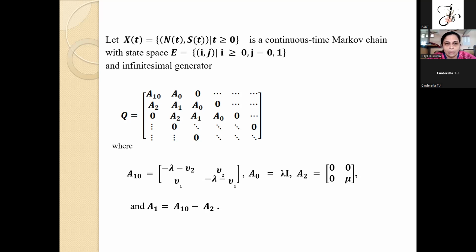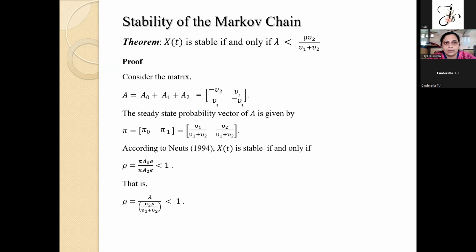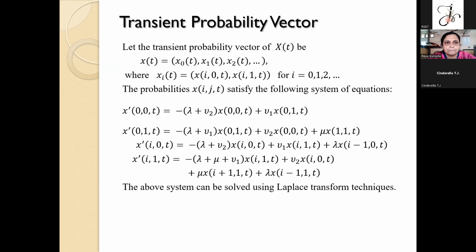Stability of the Markov chain is given as a theorem. X of t is stable if and only if lambda is less than mu nu2 by nu1 plus nu2, and its proof is given here accordingly.